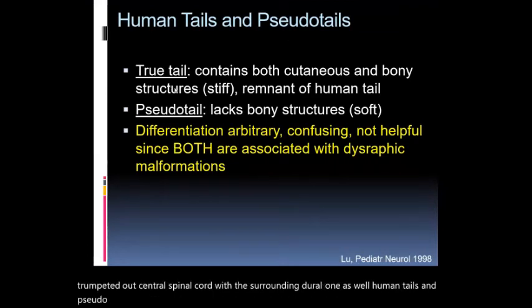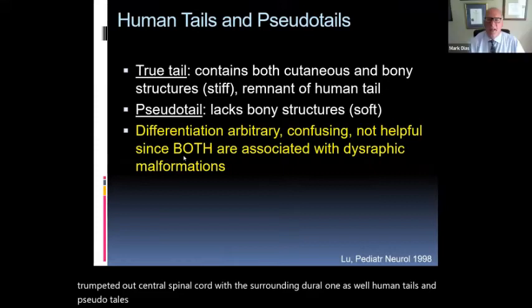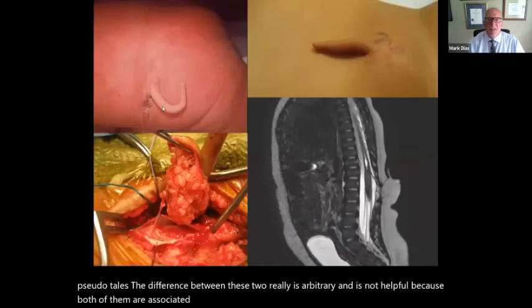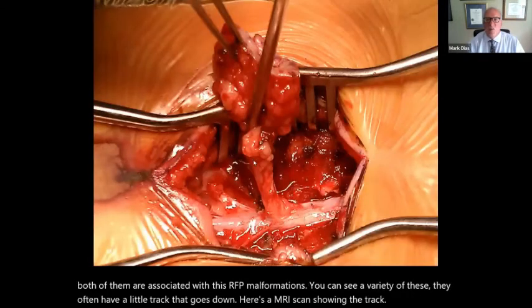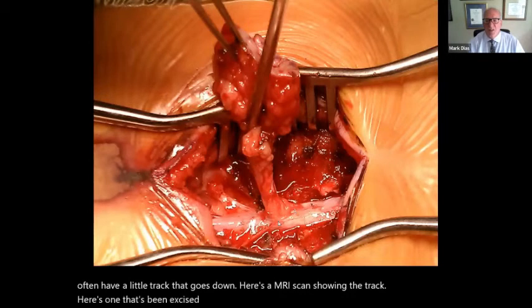The difference between these two really is arbitrary and is not helpful, because both of them are associated with dysraphic malformations. You can see a variety of these. They often have a little tract that goes down. Here's an MRI scan showing the tract. Here's one that's been excised. You can see the tract going down to the dura caudally.